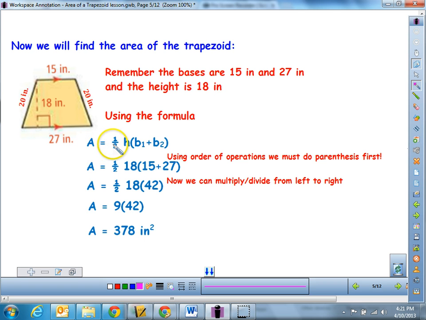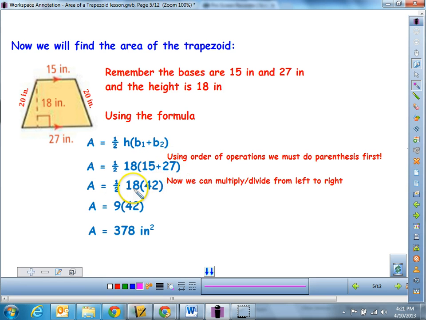So we have area equals 1/2 times the height times base 1 plus base 2. We need to remember to do order of operations first, so we need to add those things first. So in this case, our area is still what we're looking for, so that's still what we're solving for. Our 1/2 we haven't used yet. We're plugging in 18, that's our height. And then inside our parentheses, we're adding our base plus our base, 15 plus 27. So now order of operations, we add these up together first.